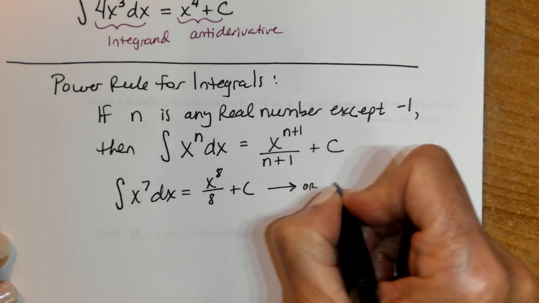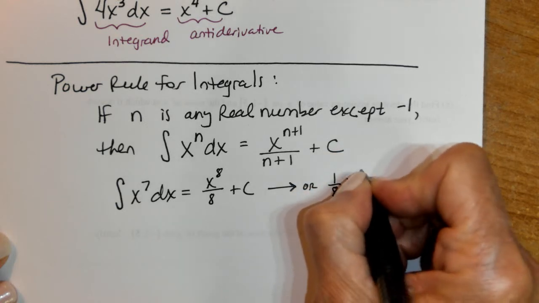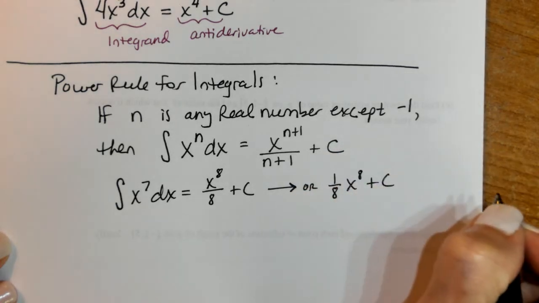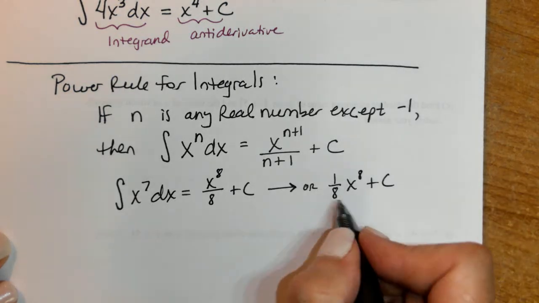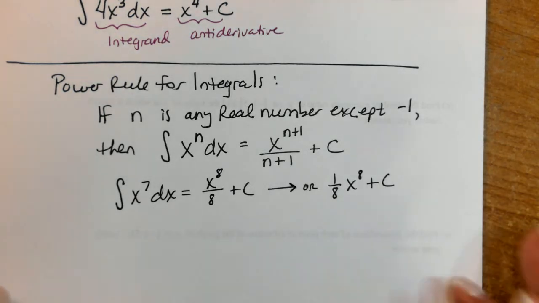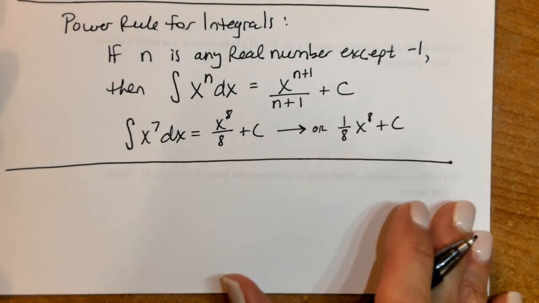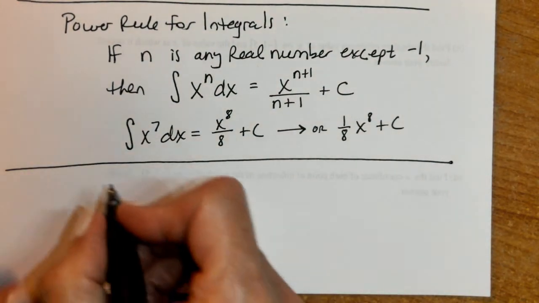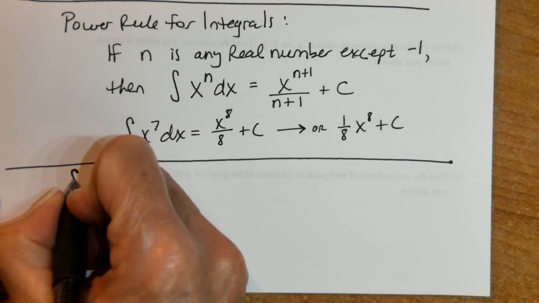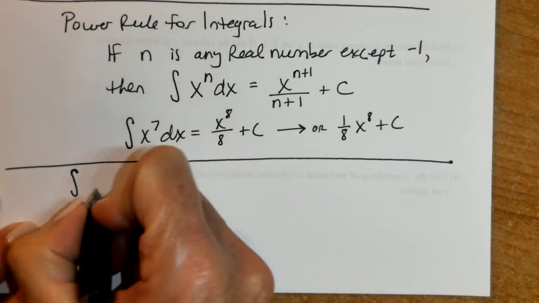Or we can write that as 1/8 x to the 8th plus c. Either way, of course, they mean the same thing. All right. Also keep in mind that these are antiderivatives, so we can have some trig functions.